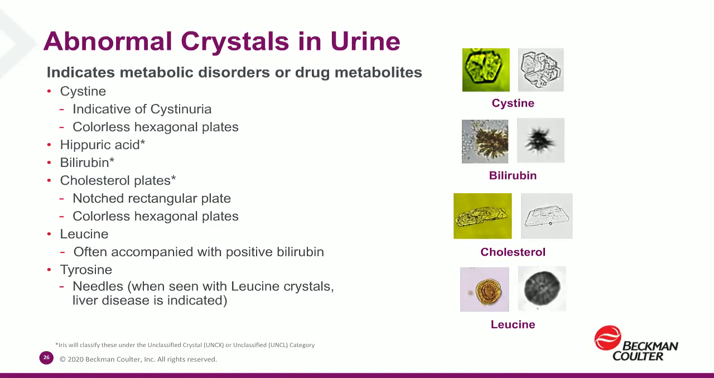Additional types of crystals that can be detected on urinalysis include cysteine, hippuric acid, bilirubin, cholesterol, leucine, and tyrosine. Cysteine crystals are caused by a rare disorder called cystinuria. The disorder causes a natural substance called cysteine to leak into your urine. When there is too much cysteine in the urine, kidney stones can form. These stones can get stuck in the kidneys, bladder, or anywhere in the urinary tract.